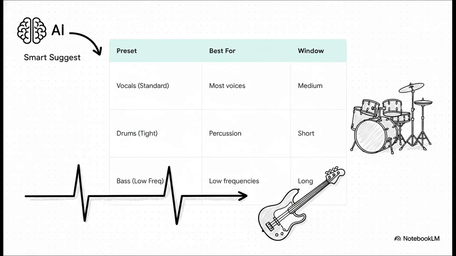But what makes this tool so ridiculously powerful is how smart it is. This is not some one-size-fits-all thing. The Smart Suggest feature actually listens to your audio and recommends the best settings for the job. So for drums, it uses a really short analysis window to lock onto those sharp, punchy hits. But for bass, it uses a much longer window to accurately track those deep, rolling, low frequencies. It literally changes its whole approach based on what you feed it.